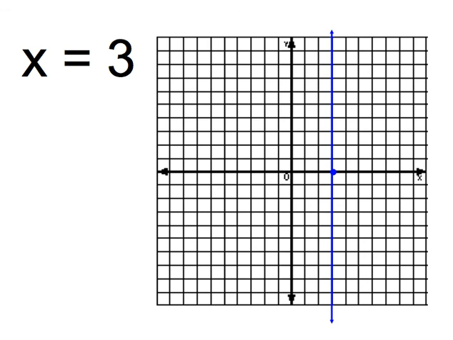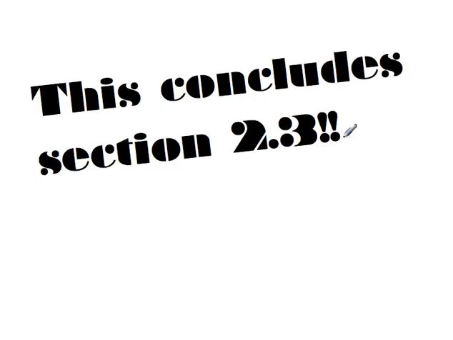And again, if you're not sure if it should be vertical or horizontal, just go ahead and check some points. X should always be 3. That point that I just plotted is 3, 3. X is 3. And that concludes section 2.3.